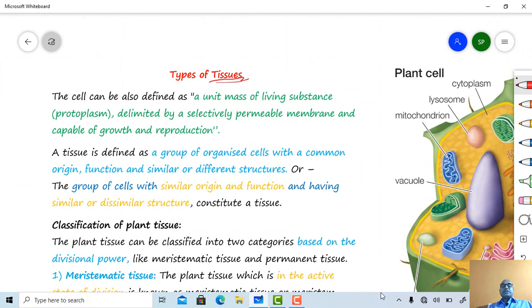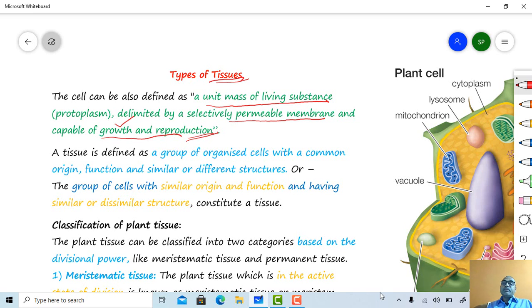So what is a cell? A cell is a unit mass of a living substance delimited by a selectively permeable membrane and capable of growth and reproduction. Okay, a cell is present in a living organism, and if you see the characters of a living organism, then every living organism shows growth as well as reproduction. It reproduces the same type of individual. So growth and reproduction are the two characters.